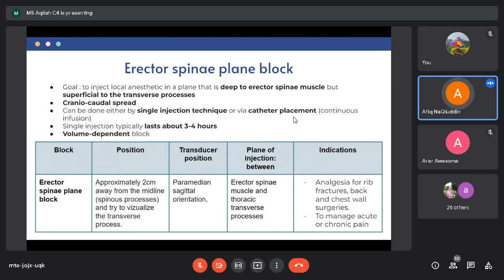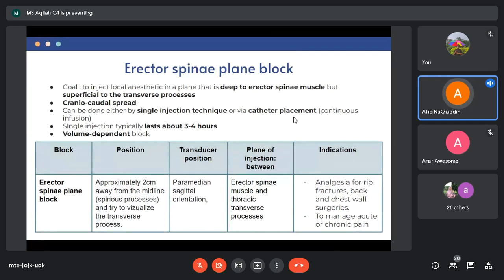The catheter placement is usually done if we want to give a continuous infusion. A single injection typically only lasts about 3 to 4 hours. And this erector spinae block is a volume dependent block, meaning if you give more, you get more effect. The position of the block is approximately 2 cm away from the midline, and we try to visualize the transverse process.